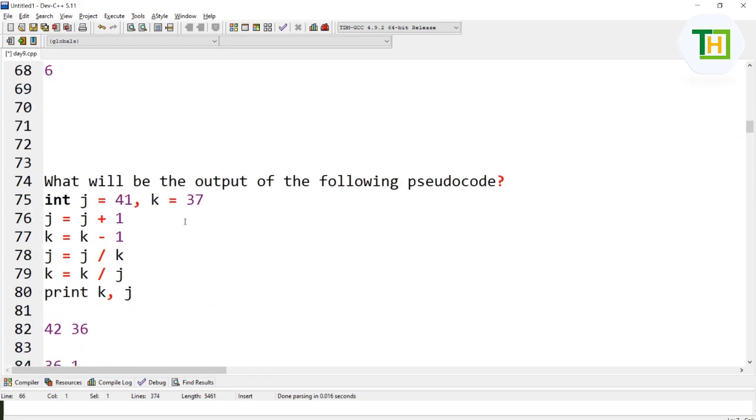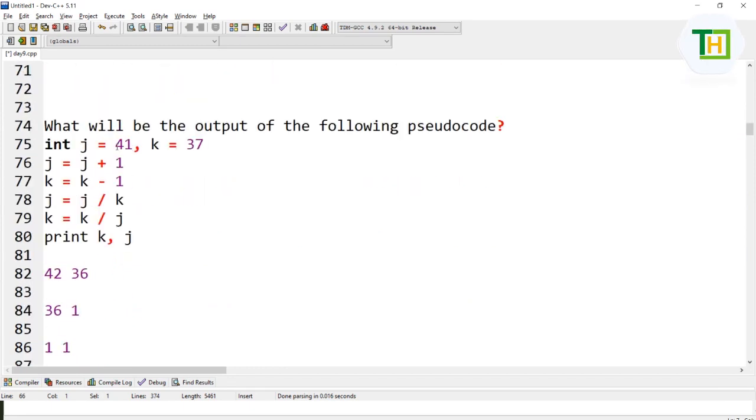Okay. Moving into the next question. J value is going to be 41 and K value is going to be 37. And coming to this, J value is equal to 42 and K value is equal to 36. The new K value is going to be 36. Then J is equal to J by K.